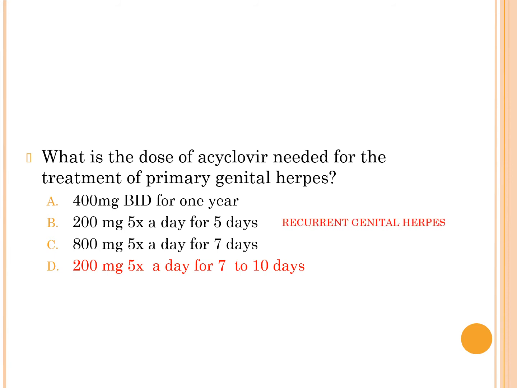For recurrent genital herpes, the duration is much shorter, at 200 milligrams 5 times a day for 5 days. For varicella and herpes zoster, the dosage is much larger at 800 milligrams 5 times a day for 7 days. And for suppressive therapy, for very recurrent genital herpes, the duration is much longer at 400 milligrams 2 times a day for 1 year.